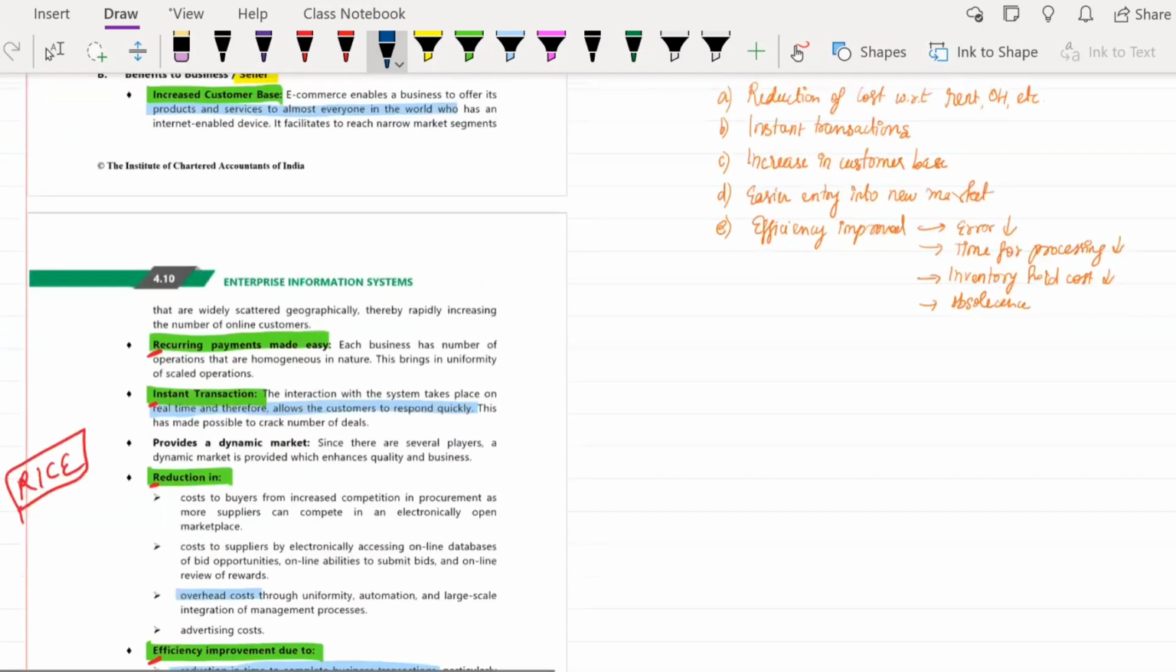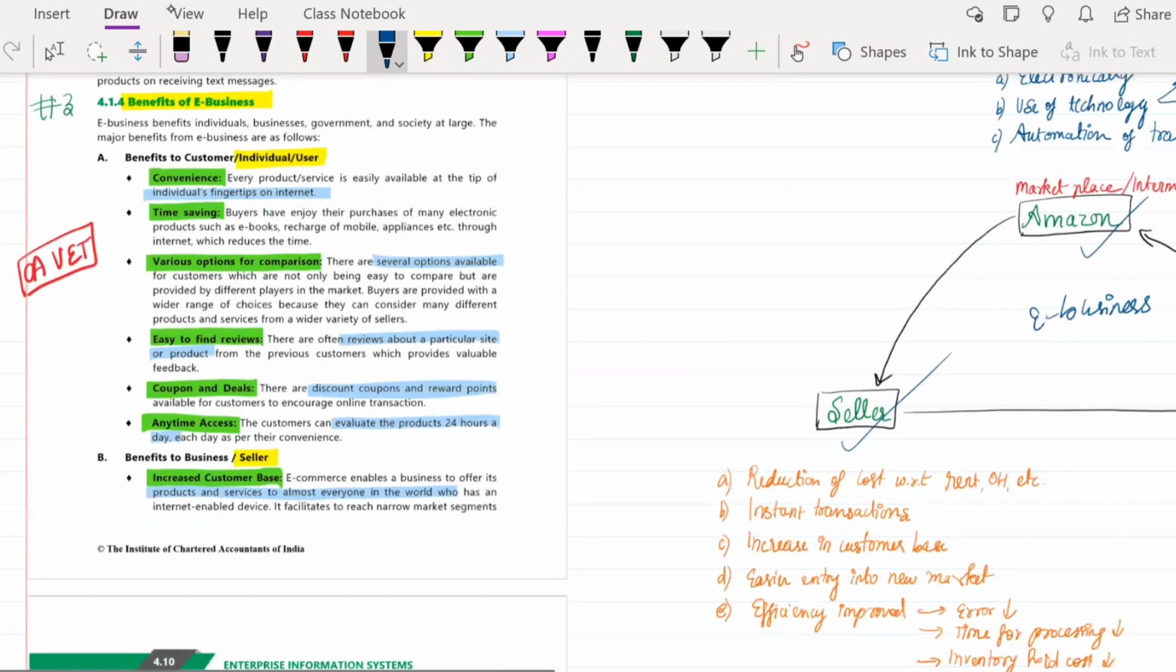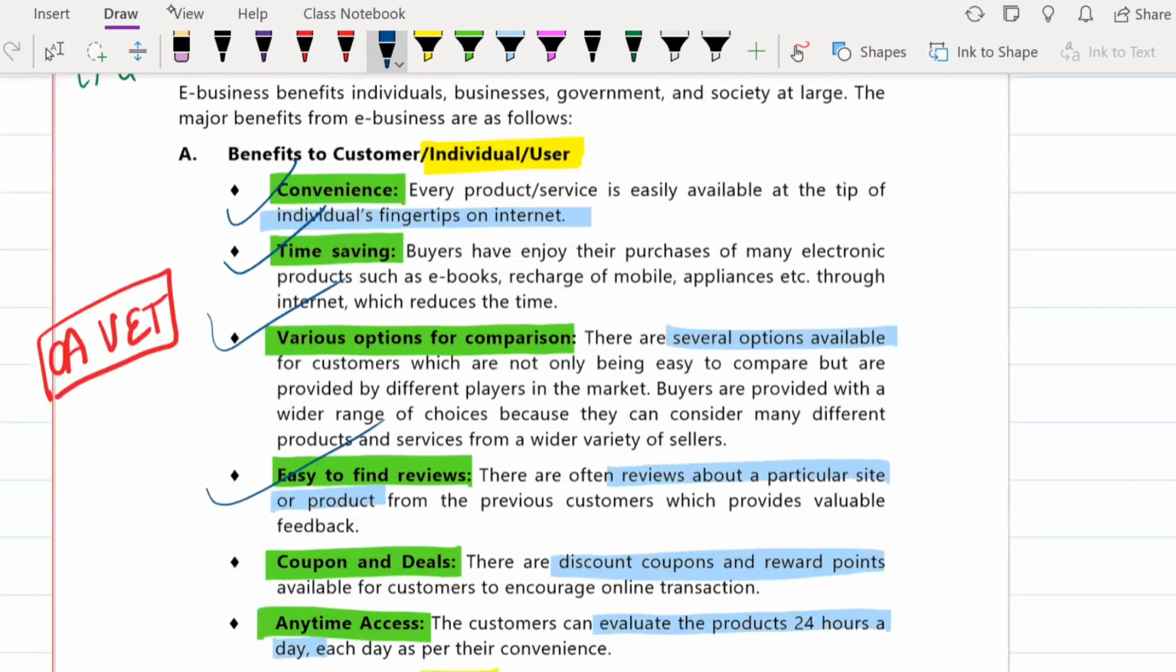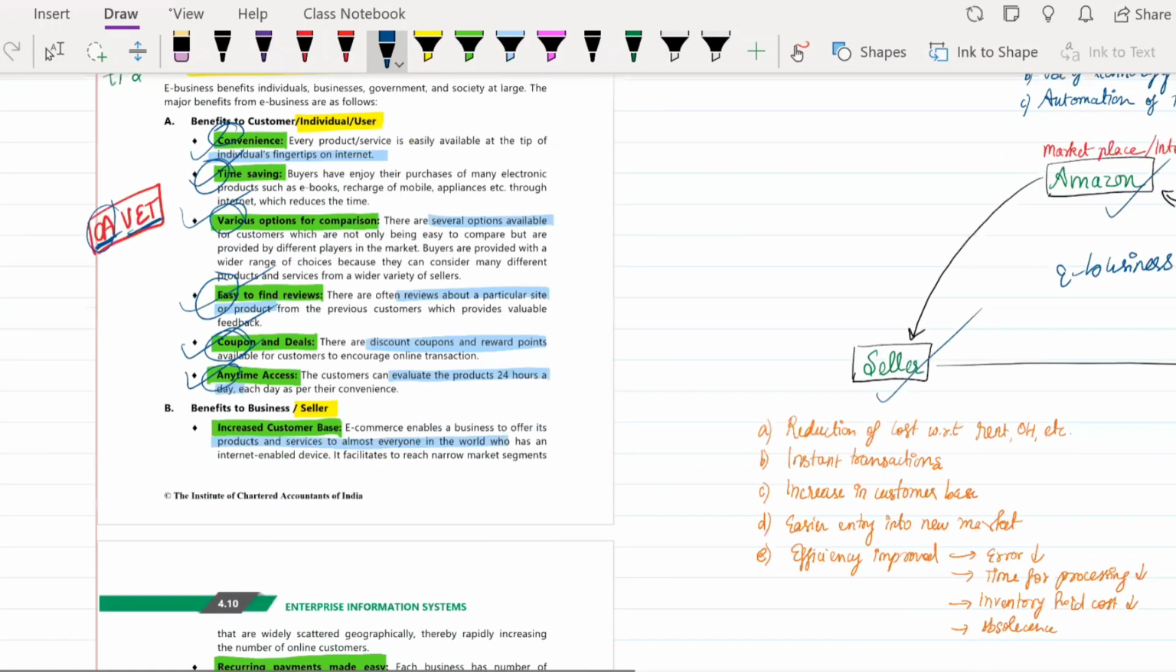So that's what they have given here. It is convenient, time saving, various options, easy to find reviews, coupons and deals, and anytime access. For this, there is a mnemonic, which is CA VET. You can remember this as two friends, one is a CA and the other is a veterinary doctor. So CA: convenience, coupons and deals, anytime access, then VET. Yes, so this is your CA VET.